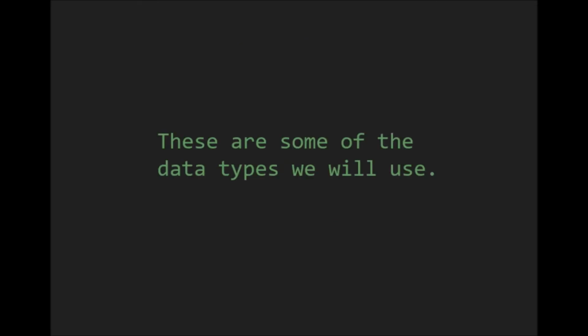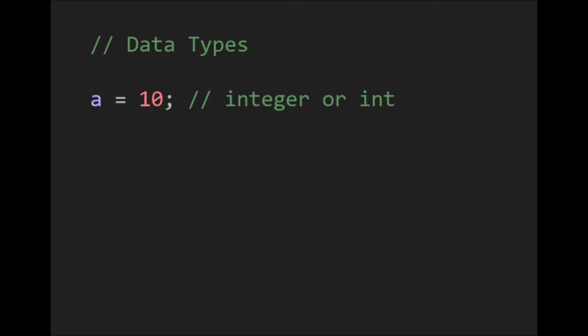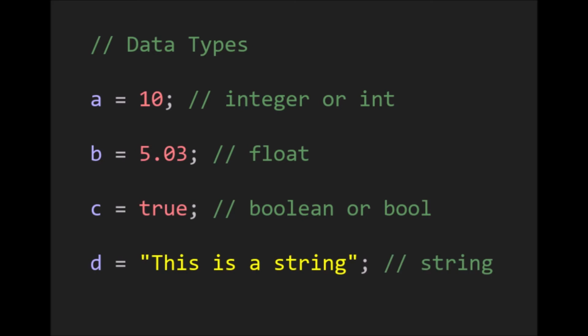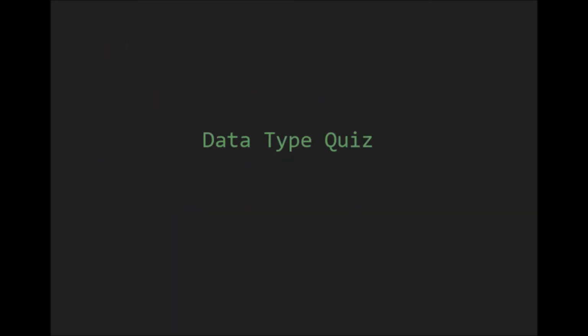Today we learned about some of the data types that are used while making games in GameMaker Studio. We have integers, floats, booleans, and strings. Time to recall that knowledge. Let's do a short quiz on the material covered in this video.